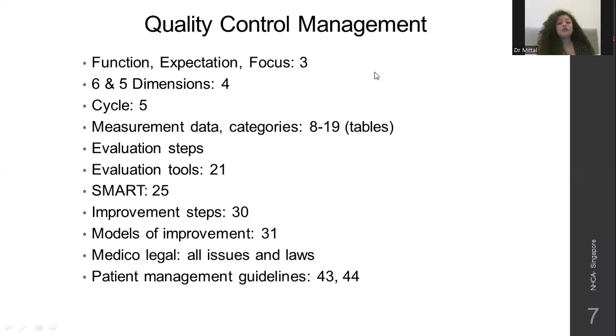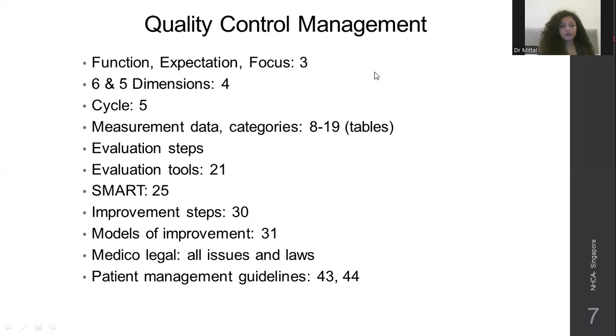Then the cycle of quality control starts from page number 5. So from that, the main cycle: measurement, assessment, improvement. Learn that cycle. Then measurement, the first step of the quality control cycle. What is data? What is the measurement data? Different categories and types of data, like absolute, ratio. Those categories you have to study.